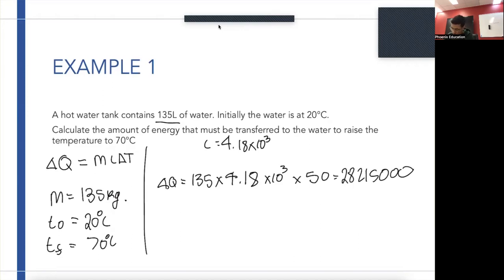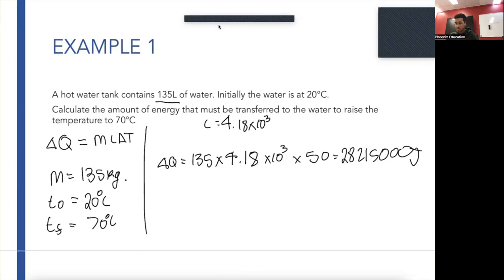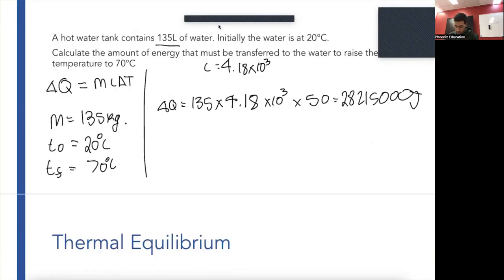28215,000 joules. Okay, but just remember to convert this to scientific notation. All right, I'm not converting it now because I'm just being lazy, but remember to always convert it to scientific notation.